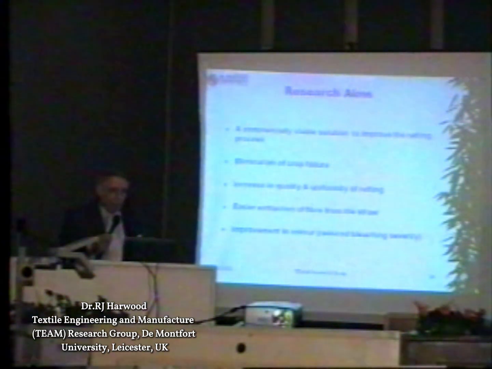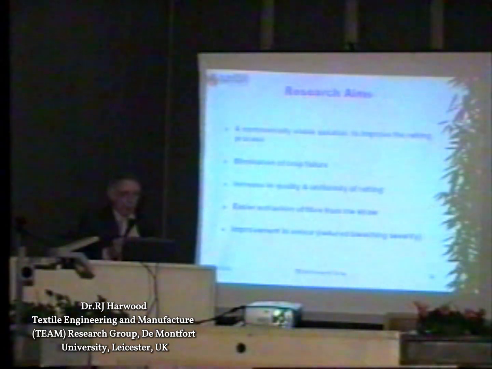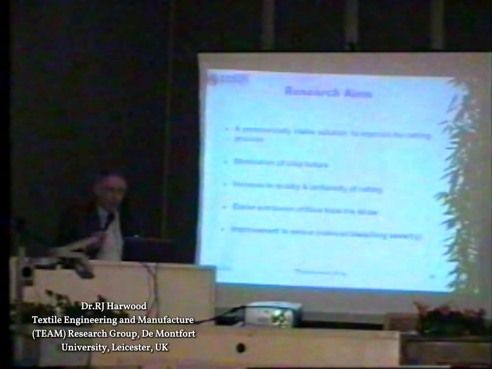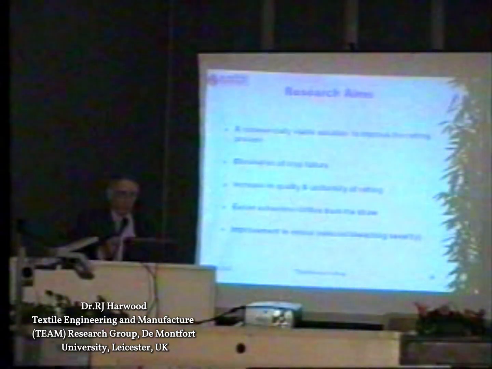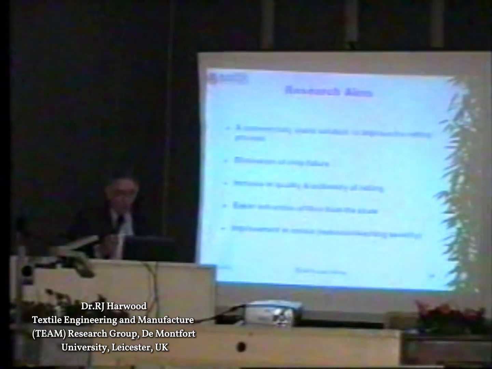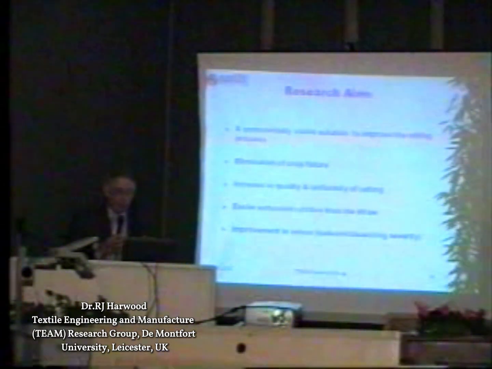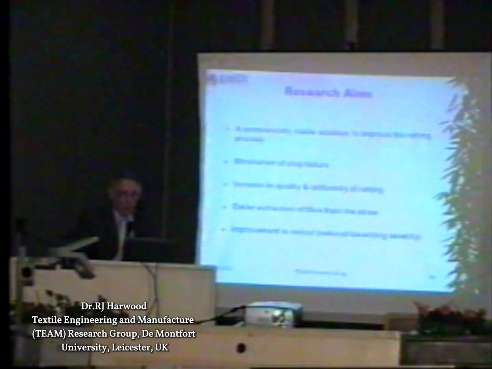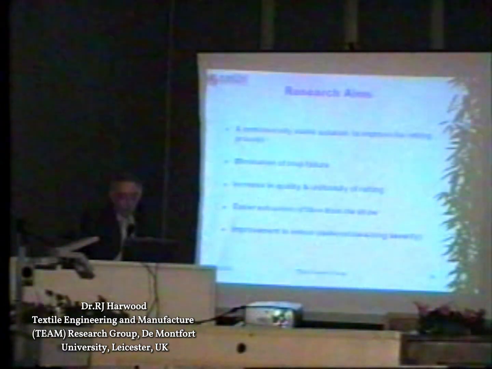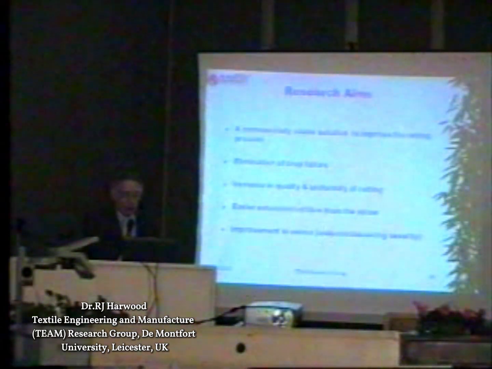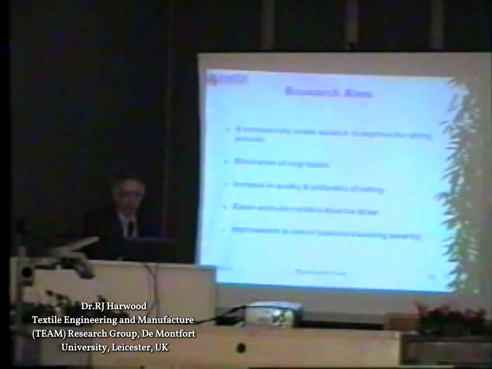In general aims, and this is almost at the end, we're looking for a commercially viable solution to improve the retting process. We want to eliminate the idea of crop failure caused by late harvesting and the effects of rain during the harvesting period. We're aiming to increase the quality and uniformity of the retting process, and we're looking for an easier extraction route for the fibre from the straw, and consistency automatically leads to an easier extraction process. And we're also aiming to improve the colour by selecting our whole harvesting, retting process at points in the growing cycle when the lignification is lower than it is at the end of the process.